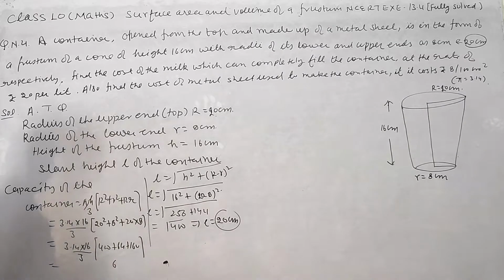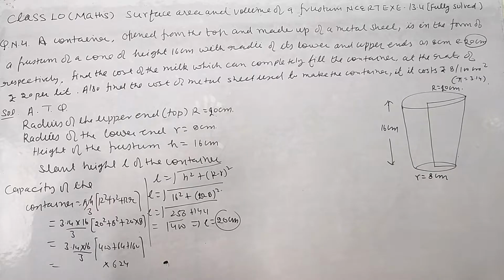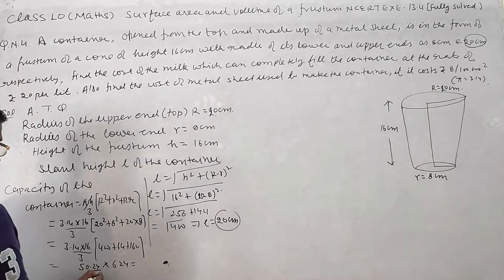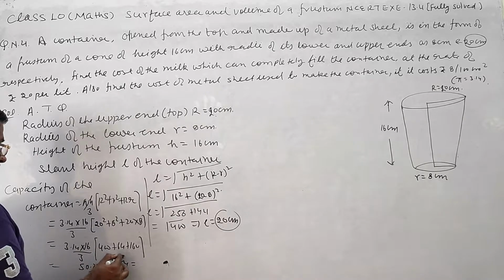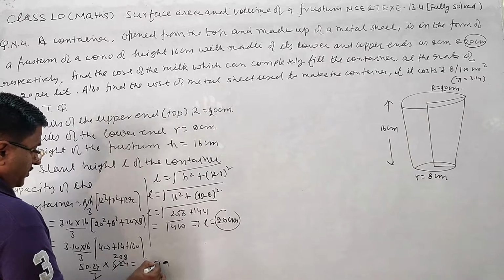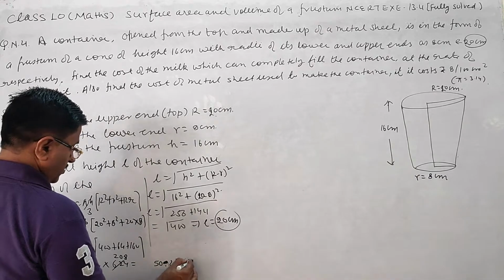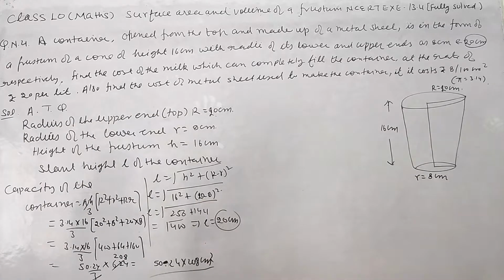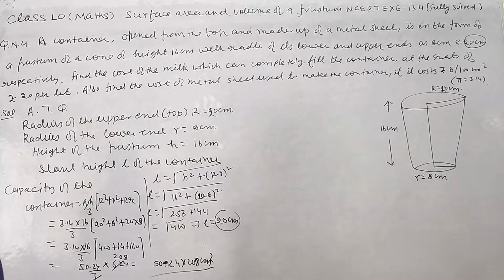That will give you 50.24 by 3 into 624, adding 400, 64, 160. And 16 multiplied by 3.14 is 50.24. Now you solve this, that will give you 50.24 into 208, since 3 divides 624 to give 208. So finally we get 50.24 into 208 cubic centimeter. This is the quantity in cubic centimeter.